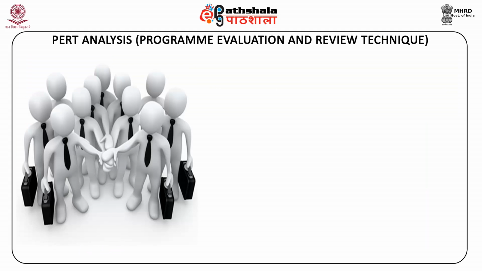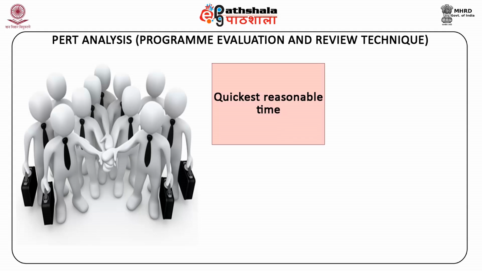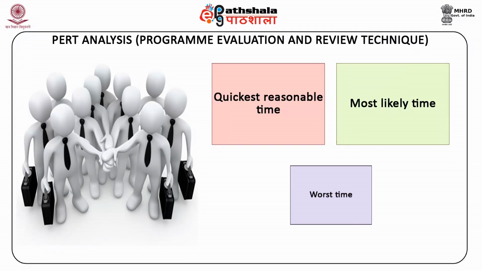The second technique is PERT analysis, which is also known as program evaluation and review technique. This technique is used to analyze the time involved in completing each task of a given project. It is also one of the techniques to plan and schedule large and complex projects. It differs from critical path analysis in that it allows for uncertainty by building into the project scheduling time constraints for each activity, including quickest reasonable time, most likely time, and worst time.